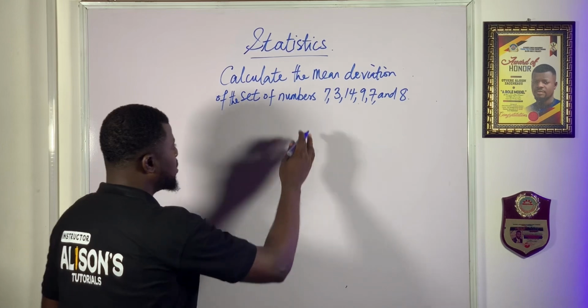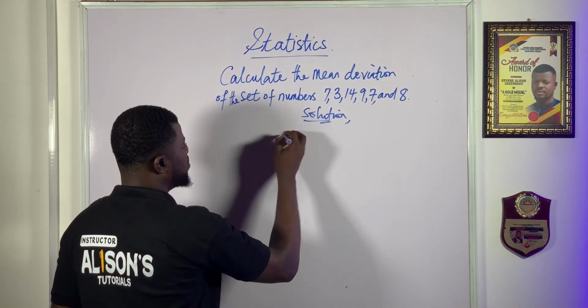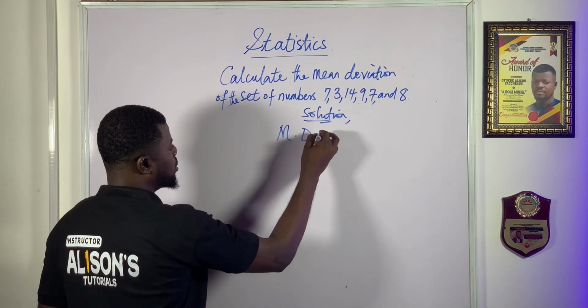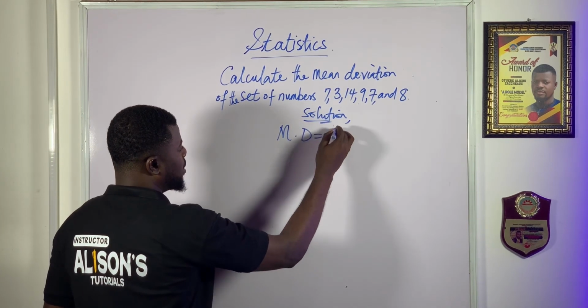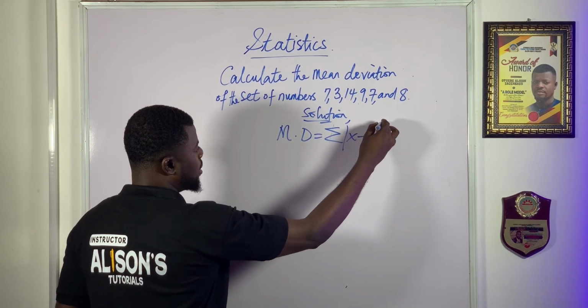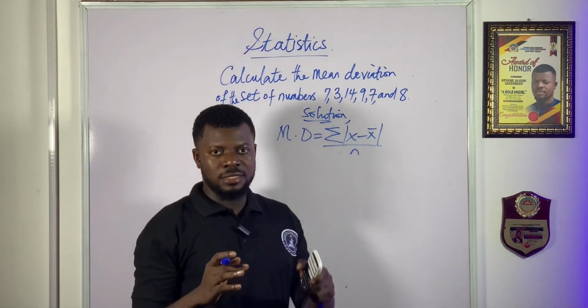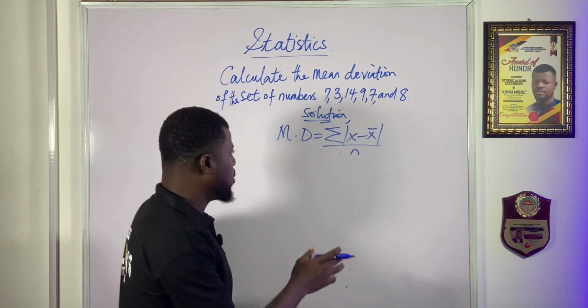So the first thing you need to do is to introduce the formula for mean deviation. And what's the formula? Mean deviation is equal to sigma, the summation of the absolute value of x minus x bar, and then divide that by n. All right, so let's simplify this particular formula we have here.